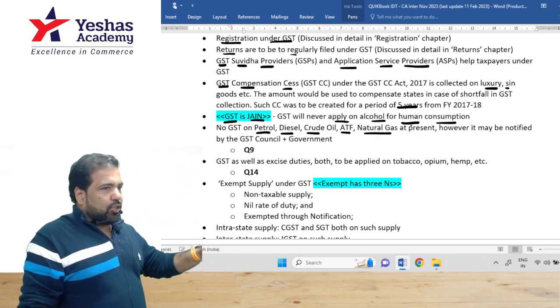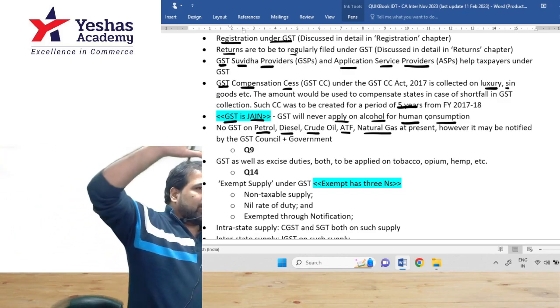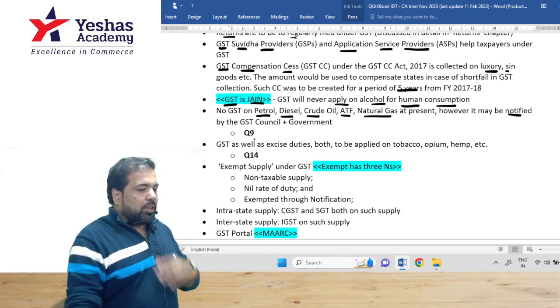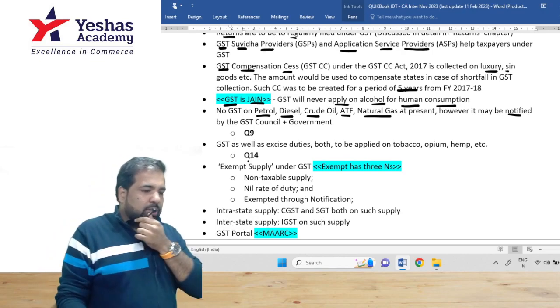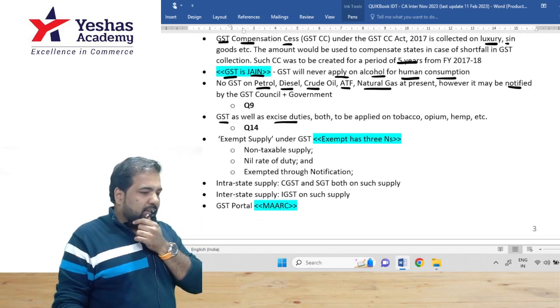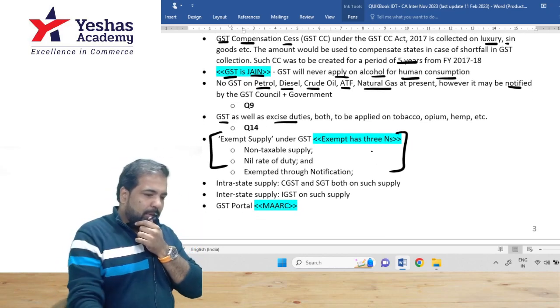At present, guys, is there any GST on that? So on the petrol pump, do you get a GST invoice? But in future, they can notify you. Guys, on tobacco, opium, hemp, tobacco products, we have excise duties as well as. Guys, that's again we will see ahead because the first chapter, some things will come ahead.